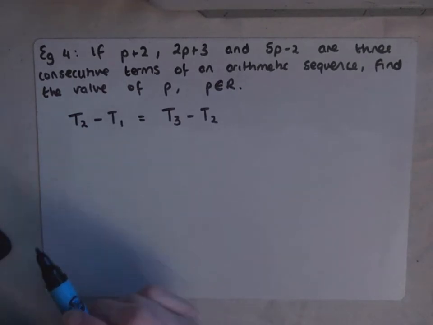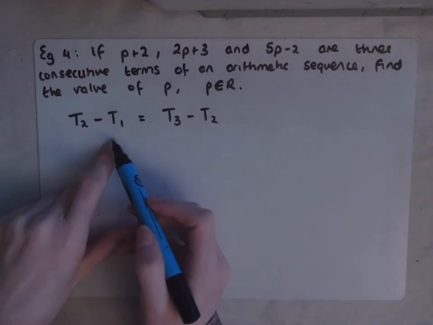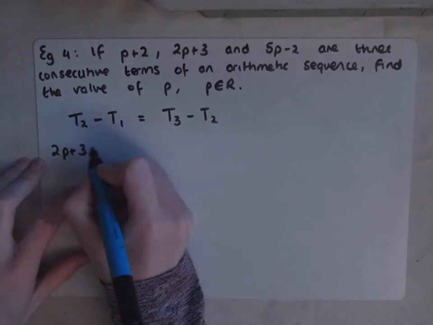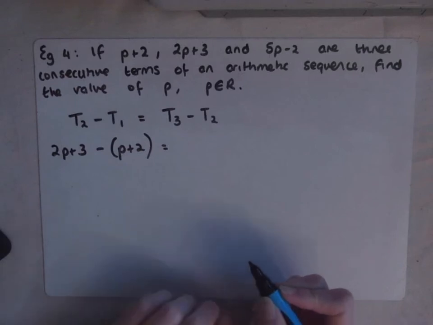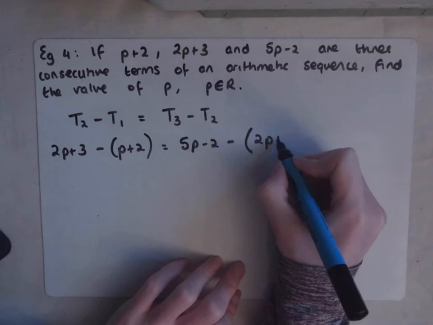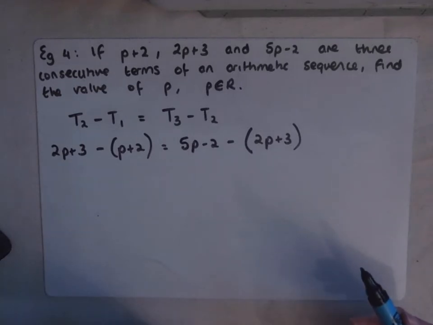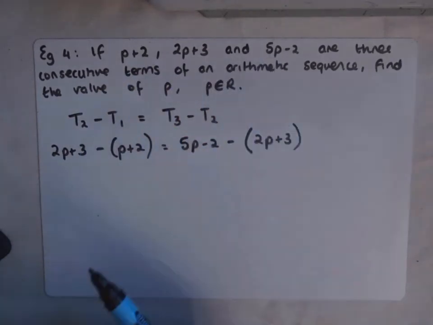Okay, so a little bit of algebra involved here. T2 minus T1, that just means find the difference between these two. So 2p plus 3, and I'm taking away the first term. And then the third term, and I'm taking away the second term. I'm just finding the differences, but because it's not just nice and easy numbers, I'm writing it out. So the difference between them is the same as the difference between them.